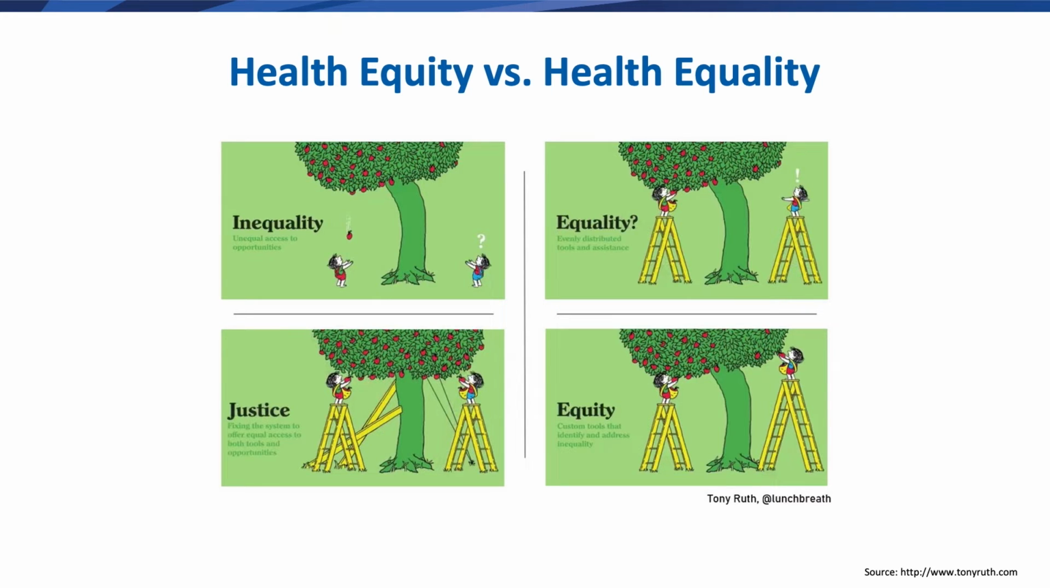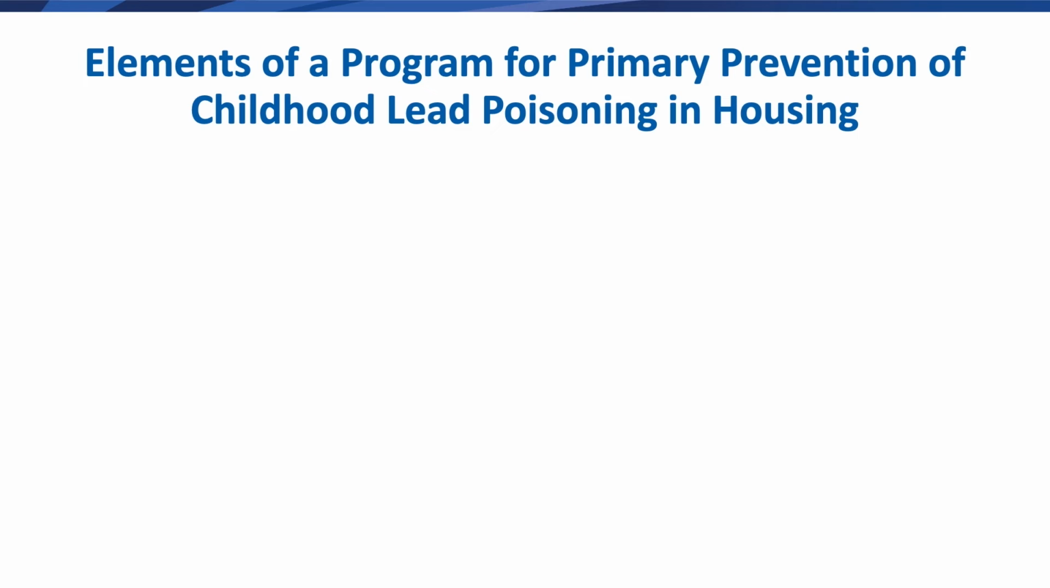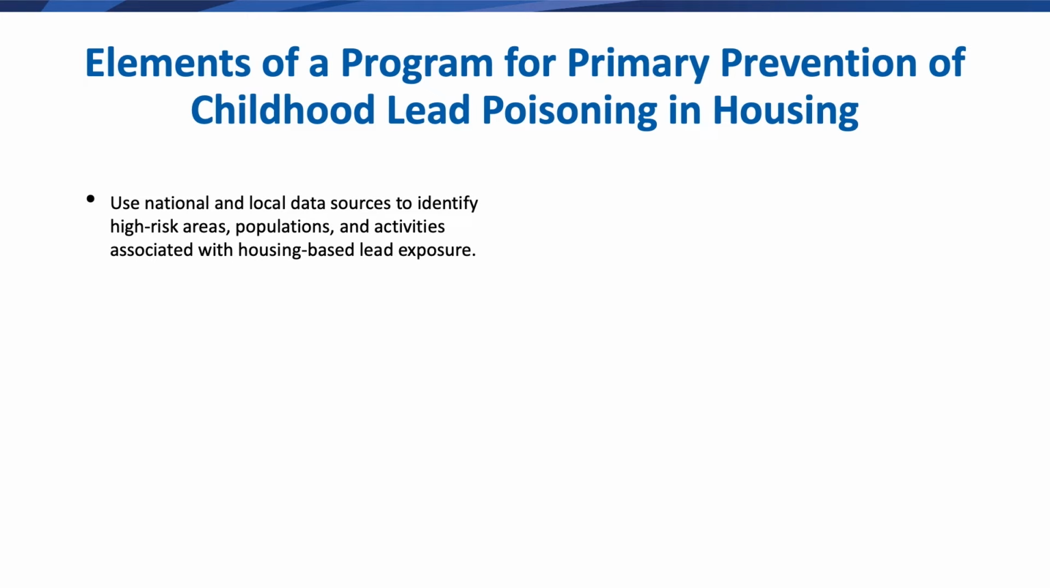Let's think about the elements of a program for primary prevention of childhood lead poisoning in housing. A few things that you can do, that you should be doing, is to use national and local data sources to identify high-risk areas, populations, and activities associated with housing-based lead exposure. So that means when the data come into you from your local healthcare providers or other kinds of blood lead screening programs, you need to review data in your service area. Review the data to see where in the community are children more likely to have high blood lead levels. In addition, review housing-based information you may have access to, such as age of housing or the percentage of rental property to locate communities at potential risk.